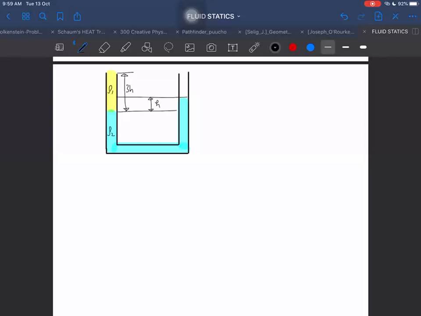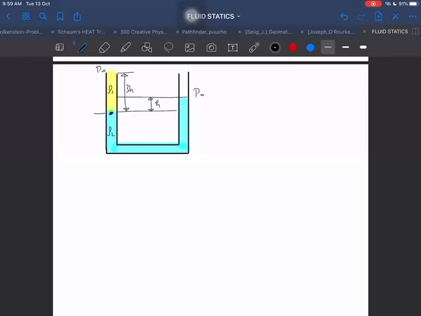How to do? We can do it by balancing pressures. By balancing pressures in which place, sir? Balancing pressure in any one place. I can take this place, at the interface. What is the pressure in this place? Here pressure is P naught. Here it is P naught.